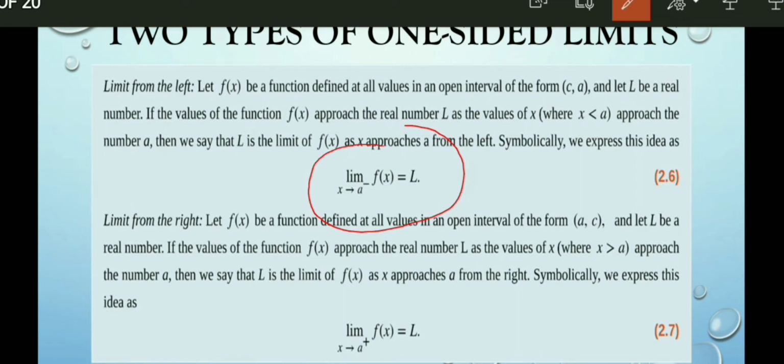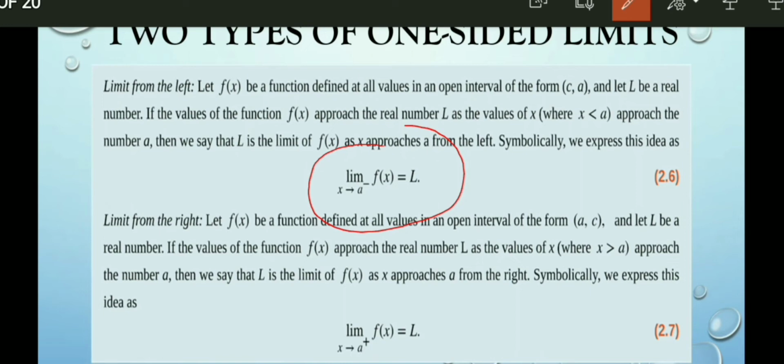So next one is the limit from the right. Let f of x be a function defined at all values in an open interval of the form (a, c), and let L be a real number. If the values of the function f of x approach the real number L as the values of x, where x is greater than a, approach the number a, then we say that L is the limit of f of x as x approaches a from the right.